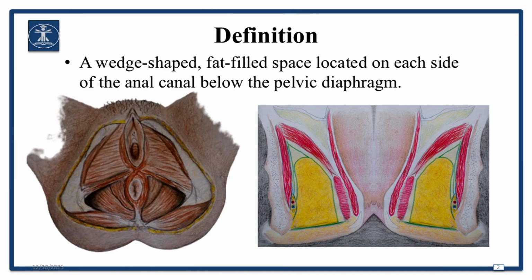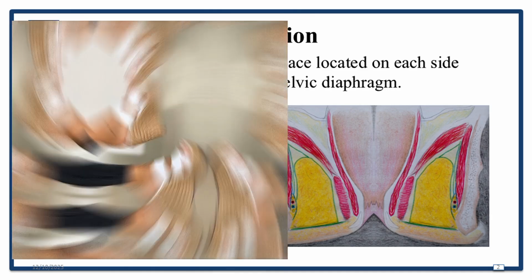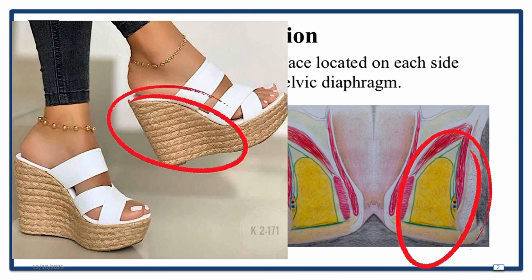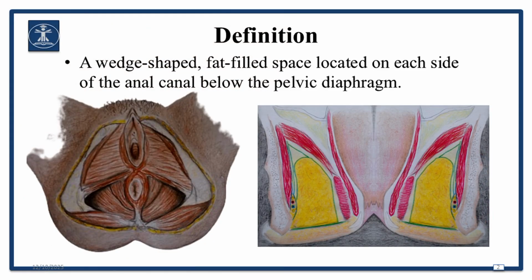In the definition, they said it is a wedge-shaped, fat-filled space. Wedge-shaped means that it looks like the shape of a wedge. Let's take for instance a shoe where the sole looks like this. This shape is a wedge shape. So they are comparing the shape of the Ischioanal Fossa to the shape of this shoe, or to any shape that looks like this image. That is why they call it wedge shape.